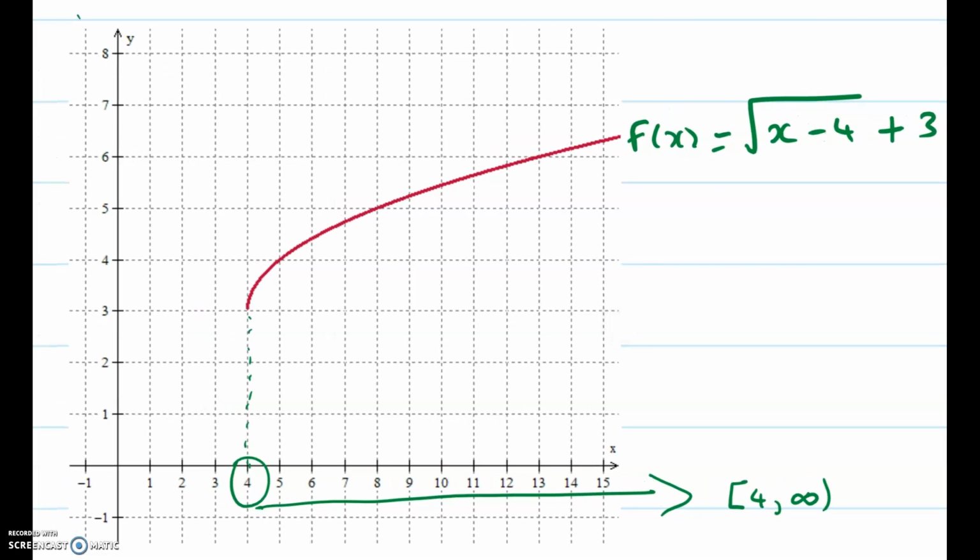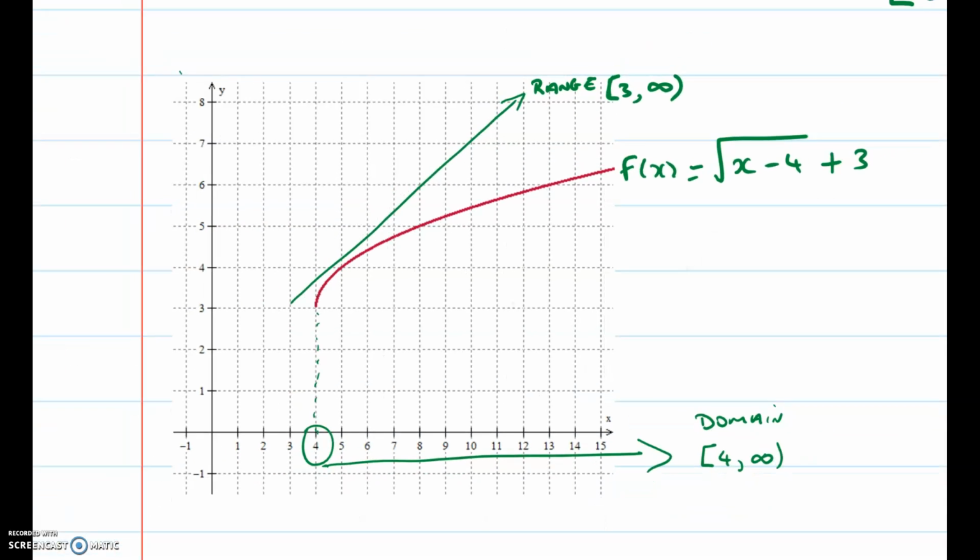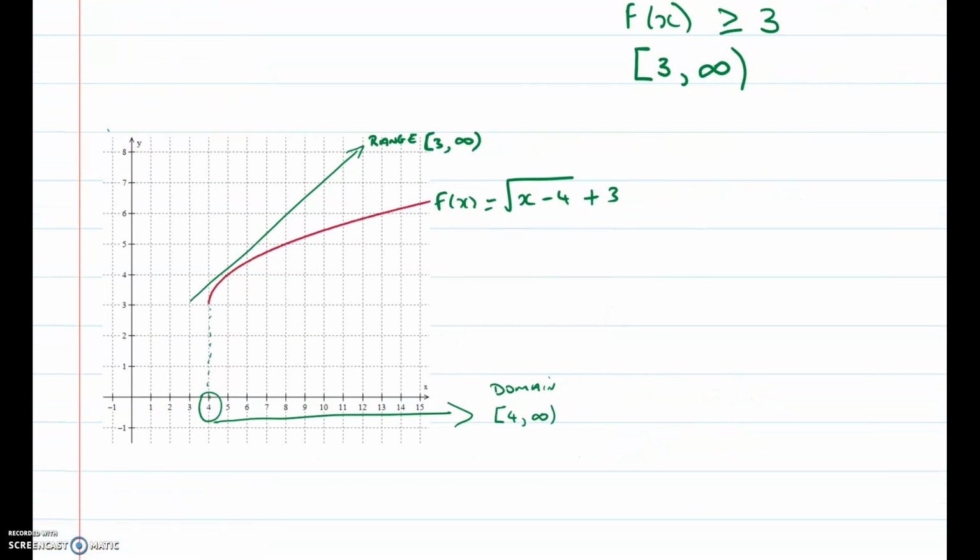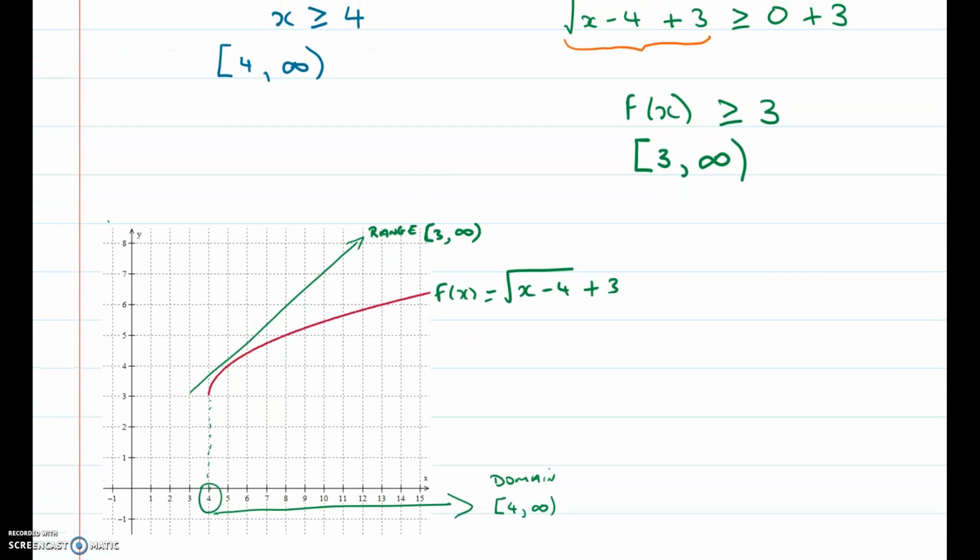And then the range, if we look at the range, where does it start on the way up? It starts here at 3, and then it just keeps going up. It keeps climbing higher and higher. So it starts at 3. This is the range, from 3, and it's just going to keep getting higher and higher to infinity. This was the domain. And that's in agreement with what we had earlier. You see the domain was 4 to infinity, the range was 3 to infinity. Hopefully that makes it a little bit clearer.